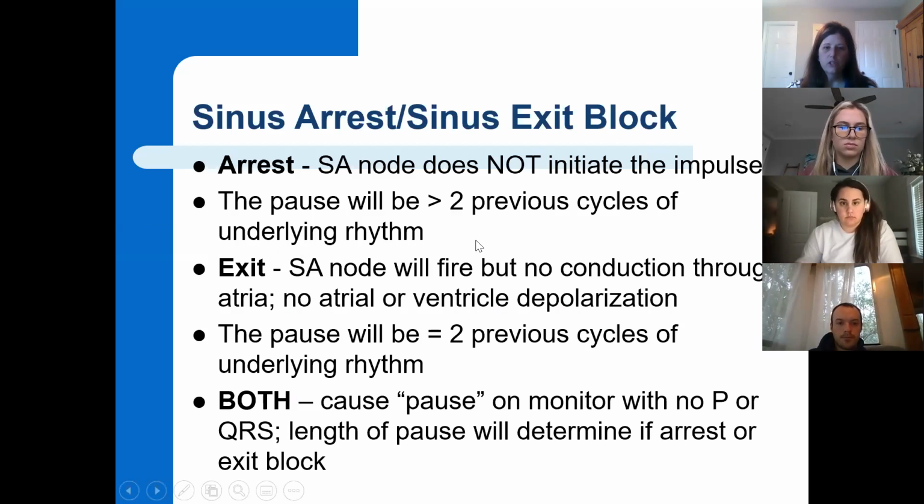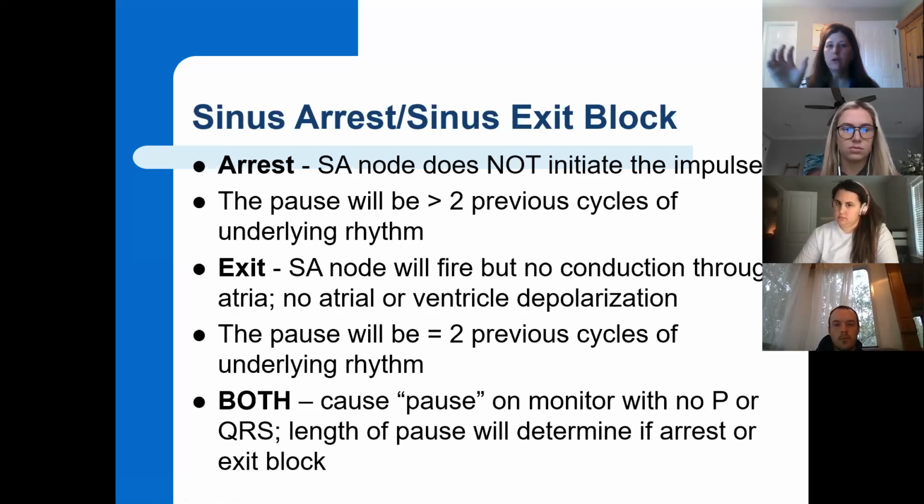Now, the next two that we're going to look at here are referred to as sinus arrest and sinus exit blocks. Okay. So you see here on your slide, in arrest, the SA node does not initiate the impulse. It will have a pause that measures greater than 2 previous cycles of the underlying rhythm. And I'm going to show you some examples. It's going to make sense, I promise.